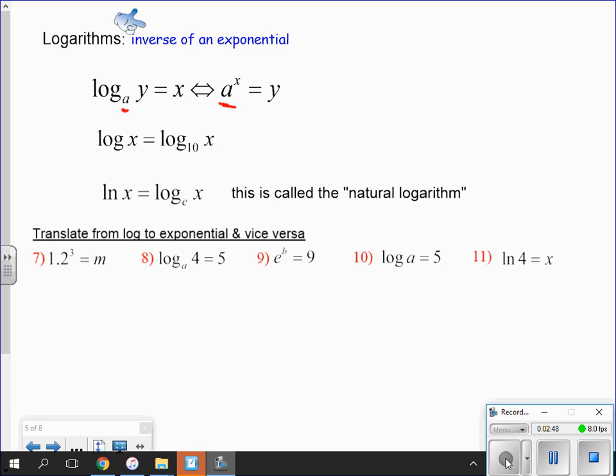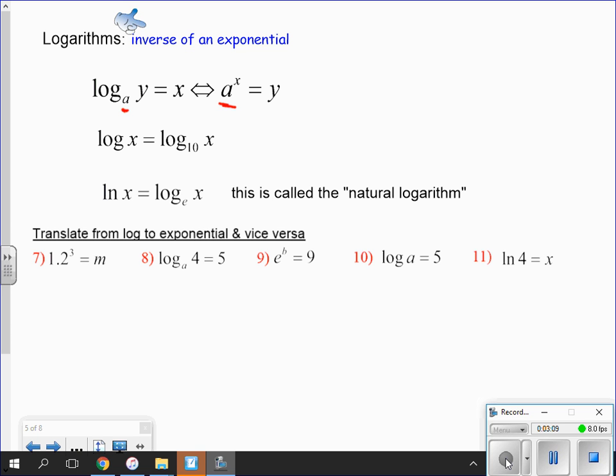Okay, that's how I remember which one's which. And then the other two parts trade sides, trade what they're attached to. This is log base a of y is x. This is a to the x equals y. That's what a logarithm is. A logarithm is just saying, hey, what number do we raise the power of a to get that?